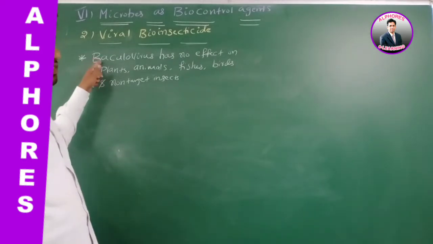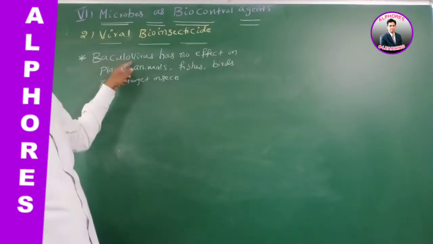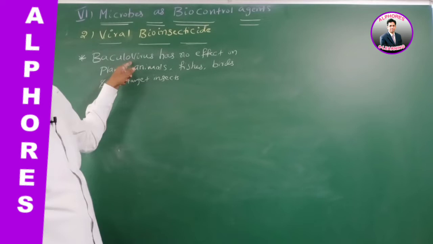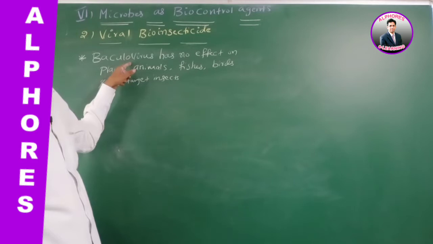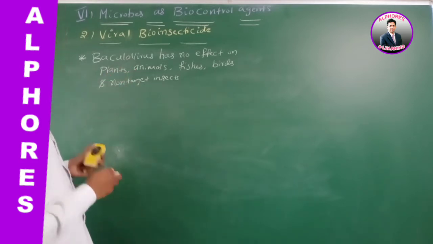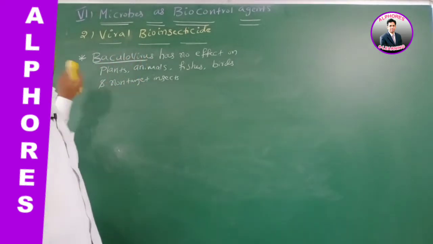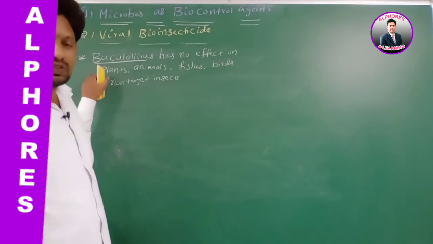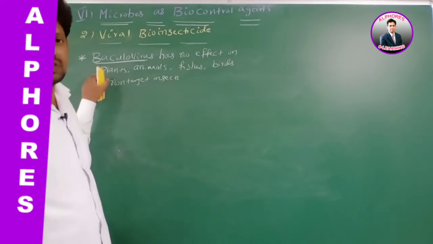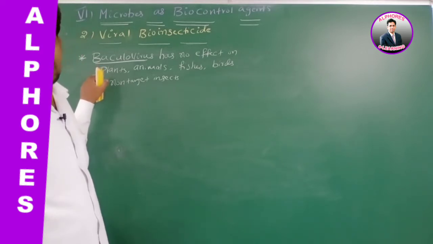Right? It means baculovirus is not attacking any non-target organisms. It is attacking only the target one, that too insects and other arthropods. Is this statement okay? Right? Now listen here. Baculovirus is species specific and shows narrow insecticidal applications.